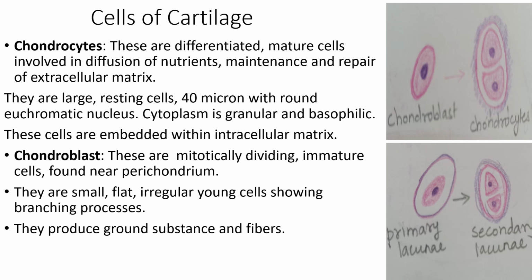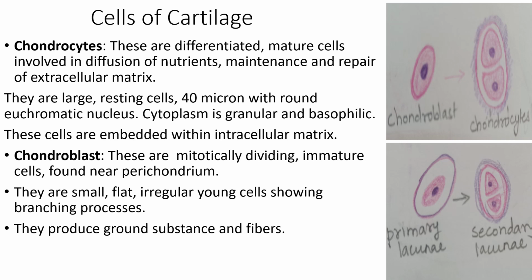As we can see in the diagram, there are two types of cells in the cartilage, chondroblast and chondrocytes. So, the chondroblast are mitotically active cells. They are immature cells and they are present near the perichondrium, or we can say they are present in the chondrogenic layer of the perichondrium. So the chondroblast, if we compare it with the chondrocytes, are smaller in size, they are flat and they have irregular processes. So these are young cells which show branching process, and the chondroblast have the ability to produce ground substance and fibers.